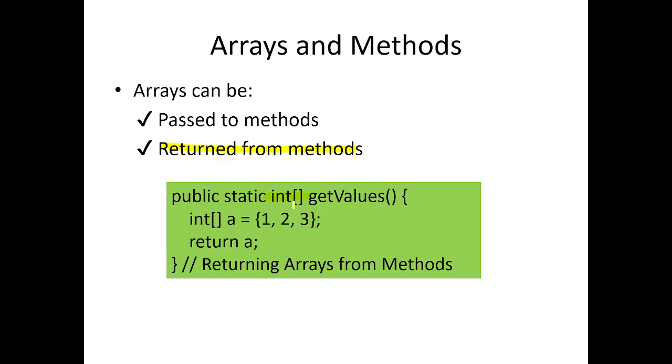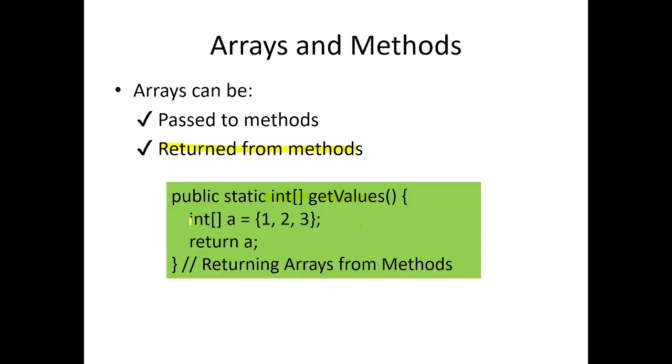This int square brackets is for a method that returns an integer array, not a single integer. Then getValues, with empty parentheses. That means there is no parameter or argument, but it produces an array as output, because there is a return statement here.